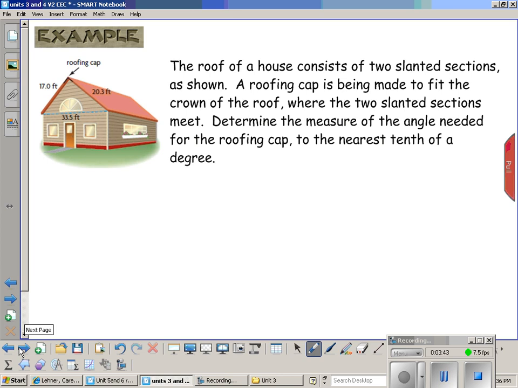In this next example, we have the roof of a house consists of two slanted sections as shown. A roofing cap is being made to fit the crown of the roof where the two slanted sections meet. Determine the measure of the angle needed for the roofing cap to the nearest tenth of a degree. In this diagram, we are given all three sides. And when we are given all three sides, we are going to use the law of cosines. Now we can let this one be whatever we want. If we want it to be A, B, or C, it does not matter. But if we are looking for angle A, then we are using the version of the cosine law A squared equals B squared plus C squared minus 2BC cos A.